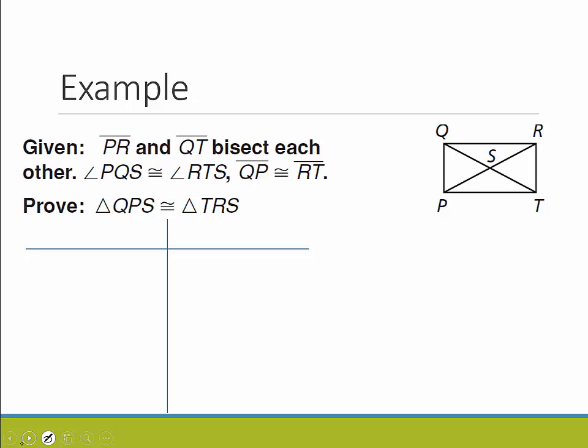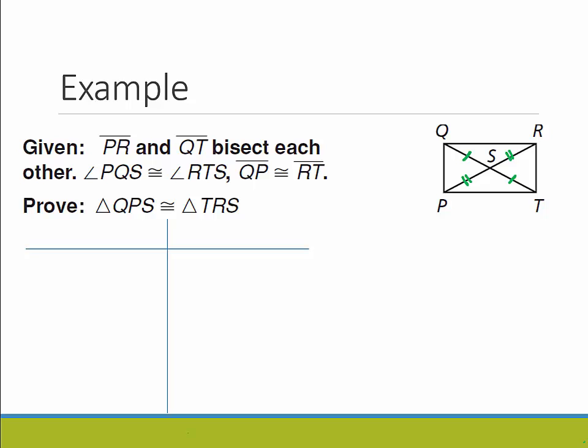PR and QT bisect each other. We know that a couple angles are congruent and a couple segments are congruent. But we need to prove that triangle QPS, so this one here, is congruent to TRS. So remember, that means we have to prove that all three angles and all three sides are congruent. So the first thing they tell us is that PR and QT bisect each other. So that tells us that this has to be congruent to this, and this has to be congruent to this.